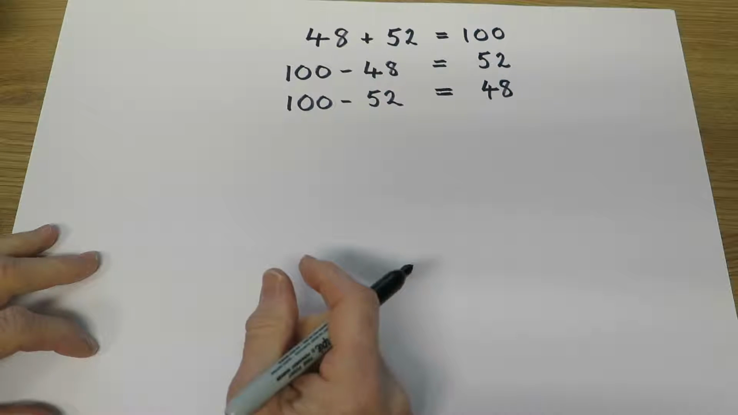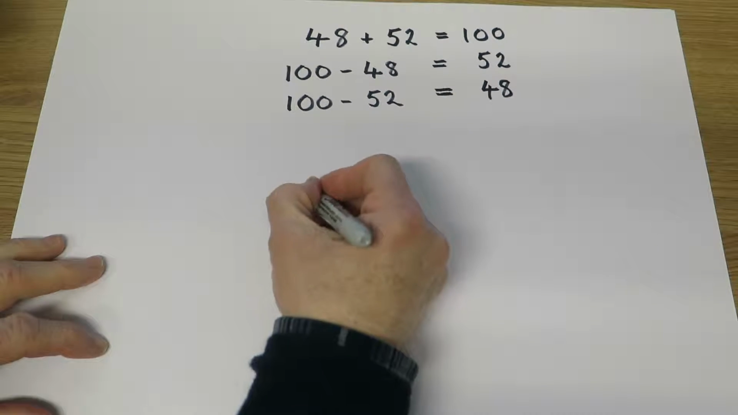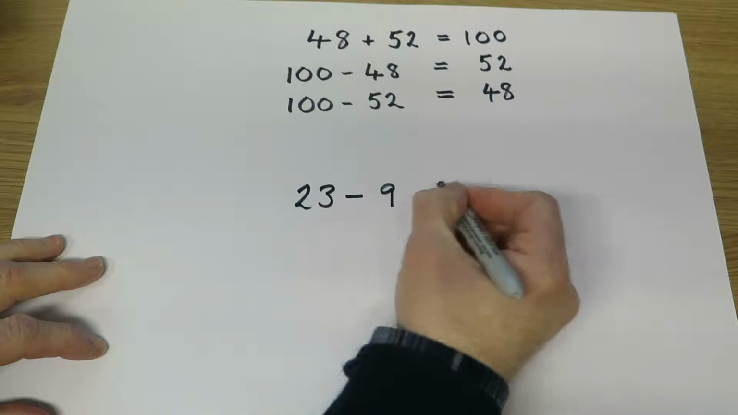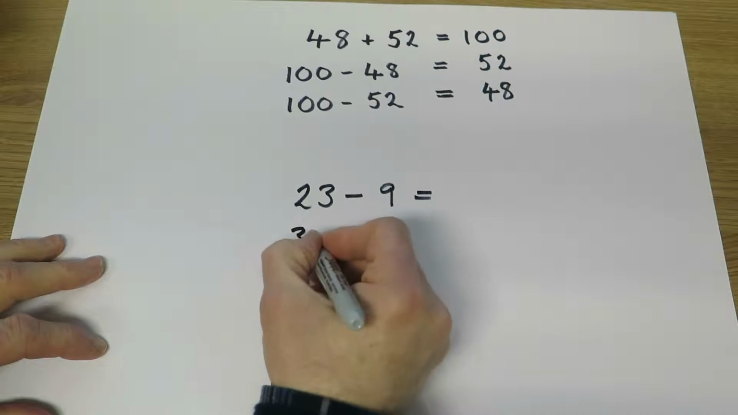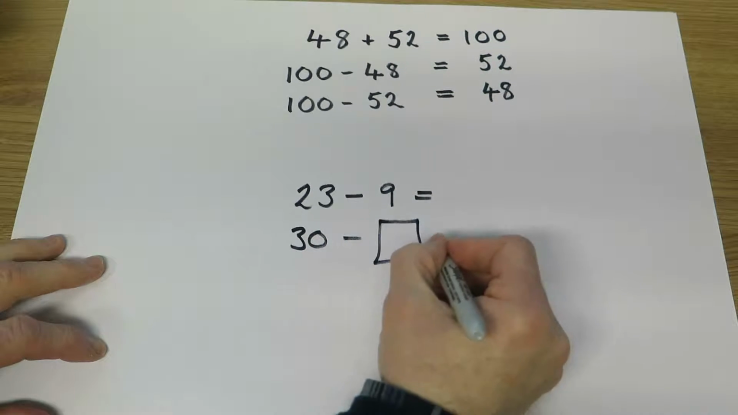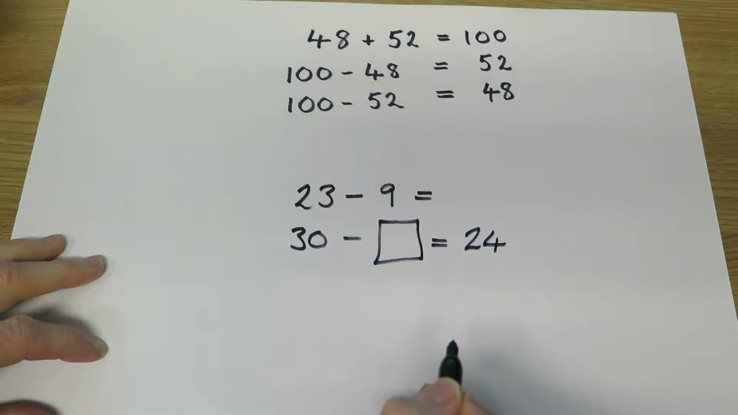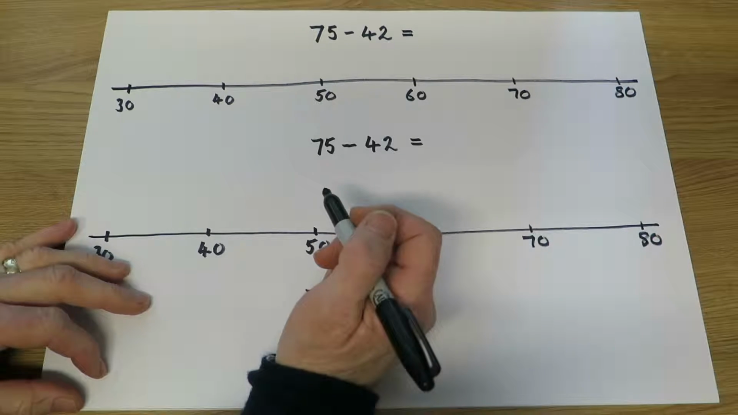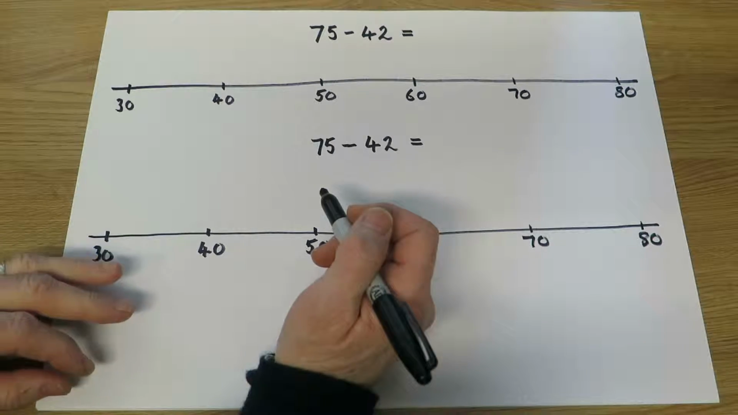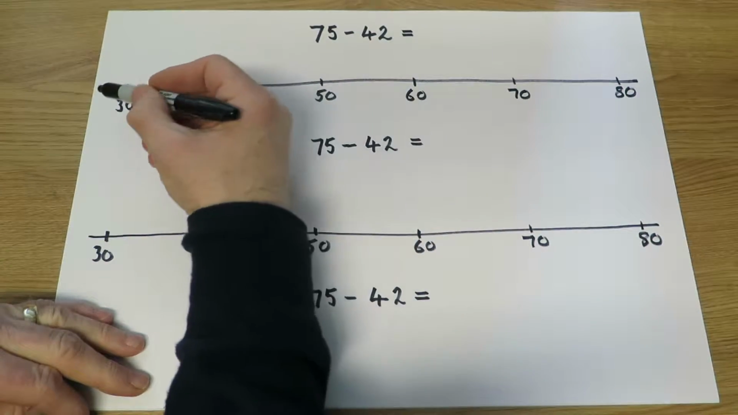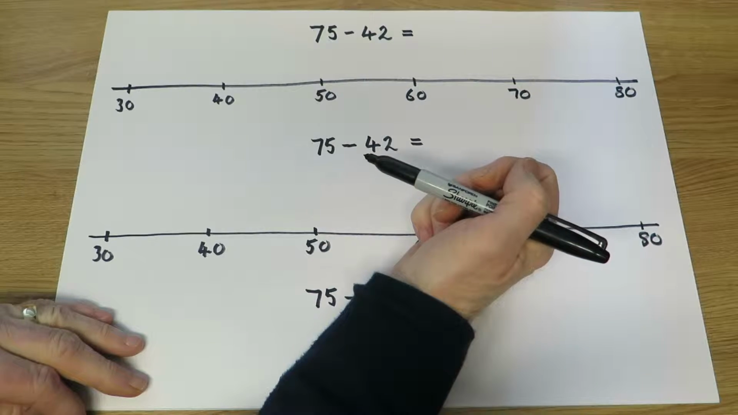They need to be able to answer quickly questions such as 23 take away 9 equals what, or 30 take away what equals 24. For some questions, they may find it helpful to use number lines, and they may be sketching their own. Here's one showing 30 to 80.